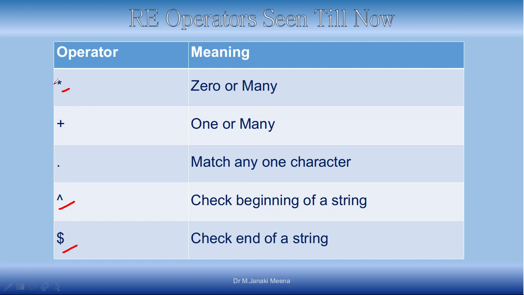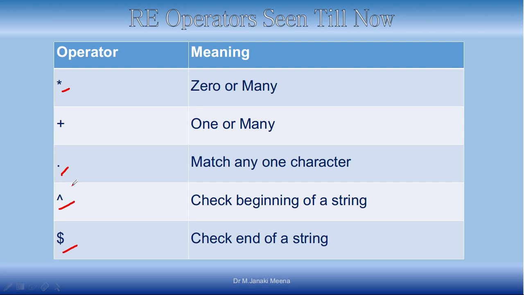When I apply a star operator over a regular expression, it means that regular expression can come 0 or many times. And when you apply plus, it means one or many times. At least once it should occur means we will use plus. And then dot. We go for this dot when it can match any character. I am not going to bother about whether it is an alphabet or a digit, anything can be there, then I will use this dot.